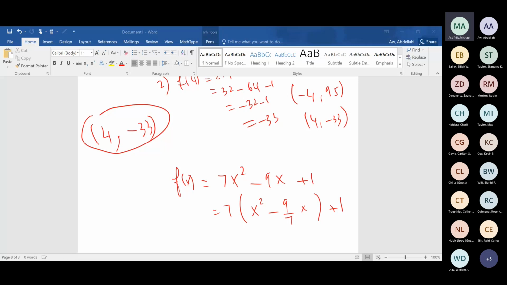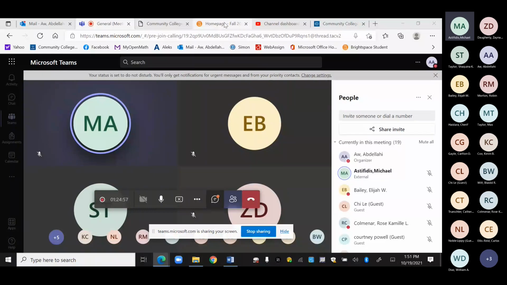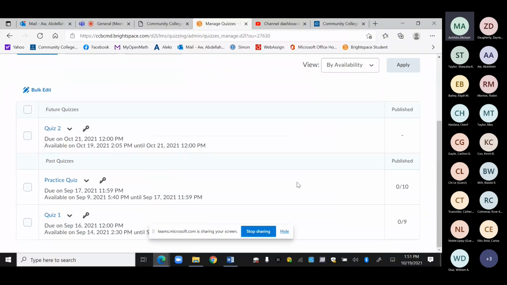So now, the quiz will open up right after class. You see, when I go to your class here and go to quizzes, I see quiz number 2. Those people who have accommodations, I give you more time according to your accommodations. Quiz number 2 will open right after class at 2:05, right? And you have until the 21st, which is Thursday, 12 o'clock, submission time.